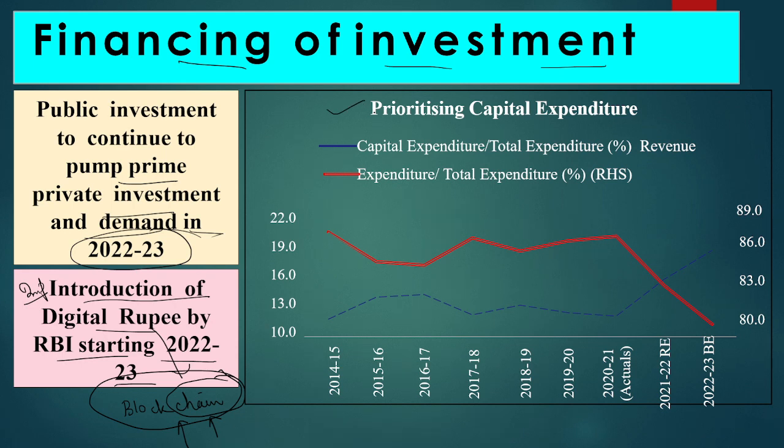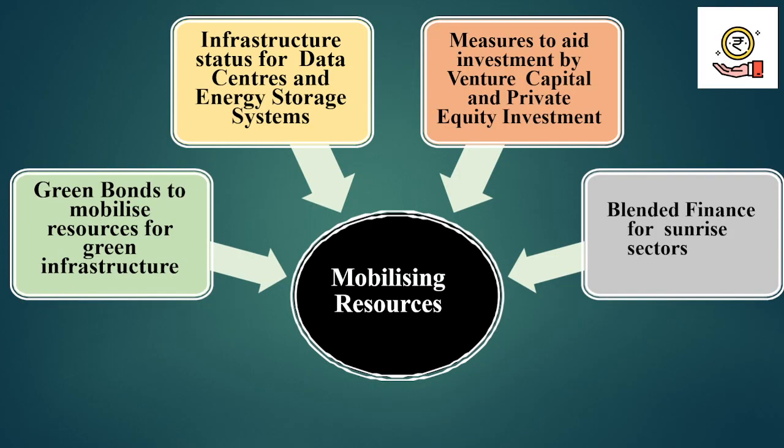Next is your prioritizing capital expenditure. So if I talk about this prioritization, your capital expenditure and total expenditure revenue is shown over here like this, and it is increasing. And if I talk about expenditure or the total expenditure in percentage, it is decreasing over here. A downward slope is given.